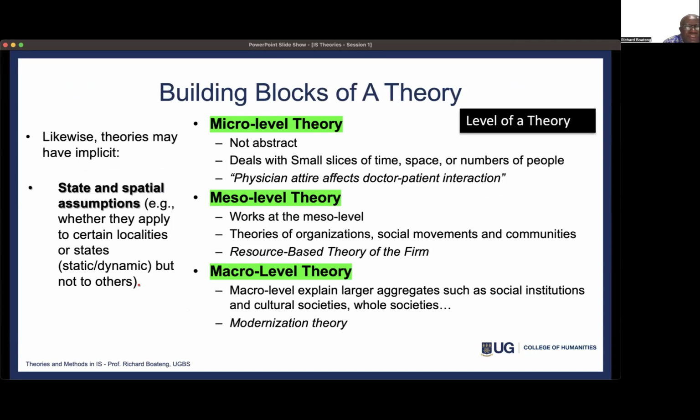Now, a theory can also exist at different levels. For example, at the micro level, where the individual is, or at the meso level, where the organization is, or sometimes the industry, and at the macro level, where you have the institutions, and the meta level, when you have cross-country level. So when you are talking about theories, it's very important that you specify at what level you are applying it.